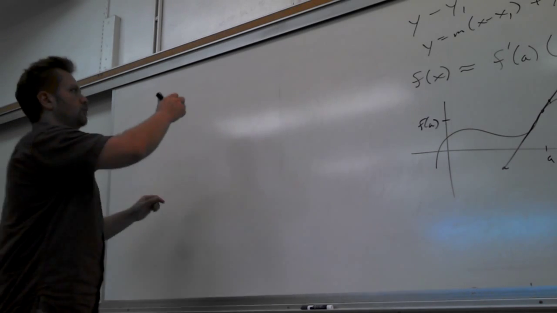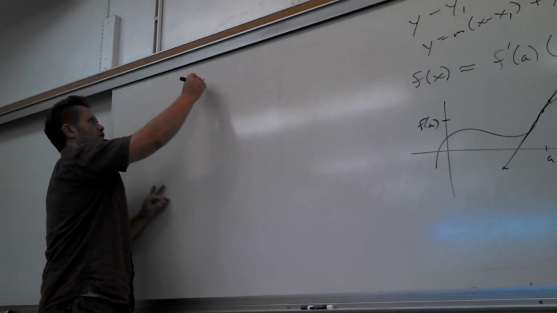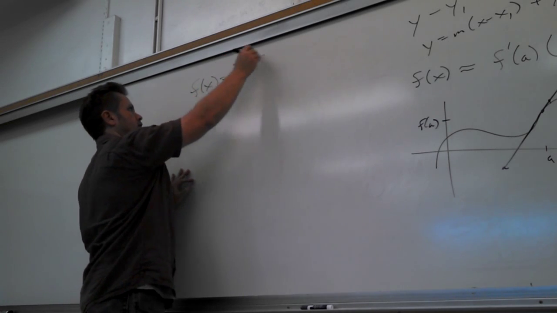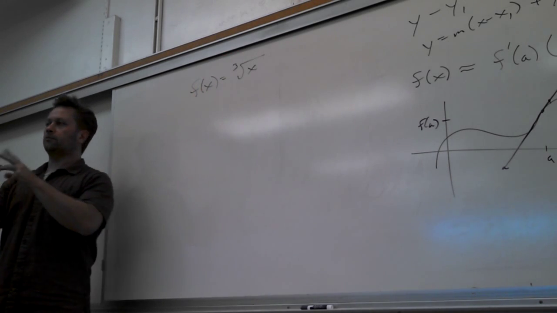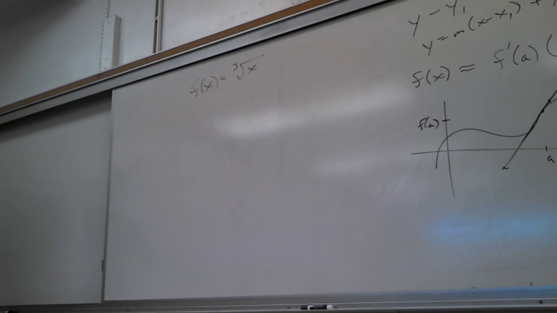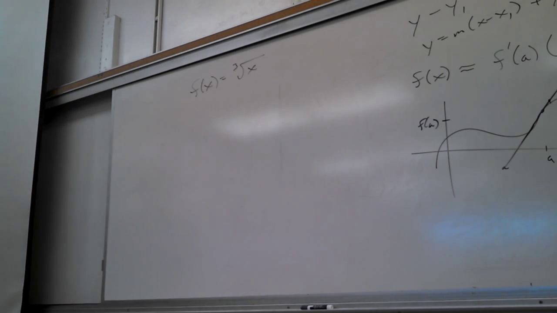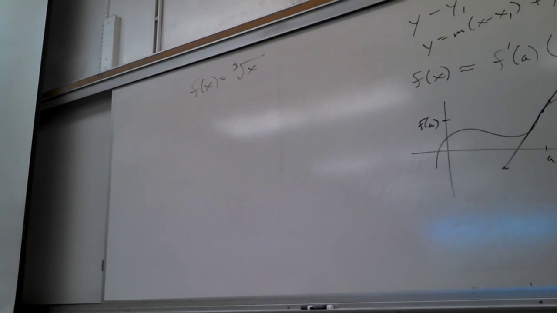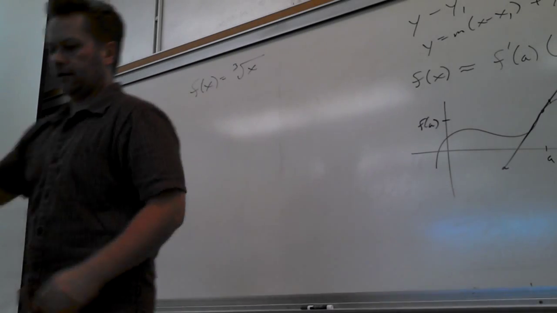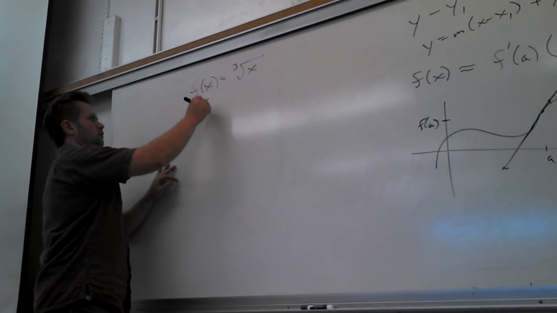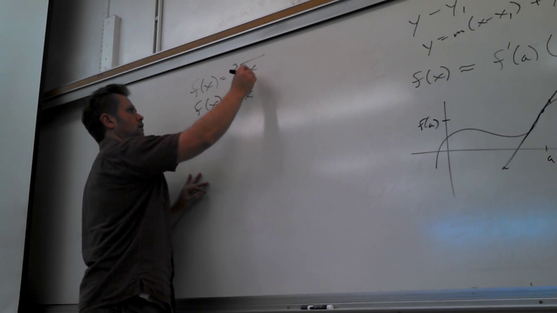So how do you use this? Well, we did a quick example last time. So if I had, let's say, the cube root of x. So let's do this one all the way out to the point where I can show you on the graphing calculator. All right. What's that guy's derivative? 1/3.